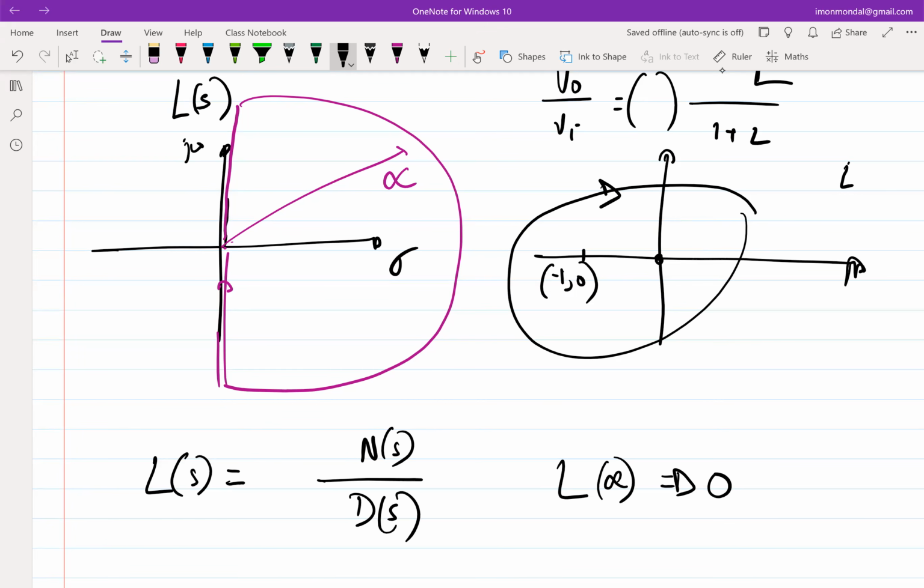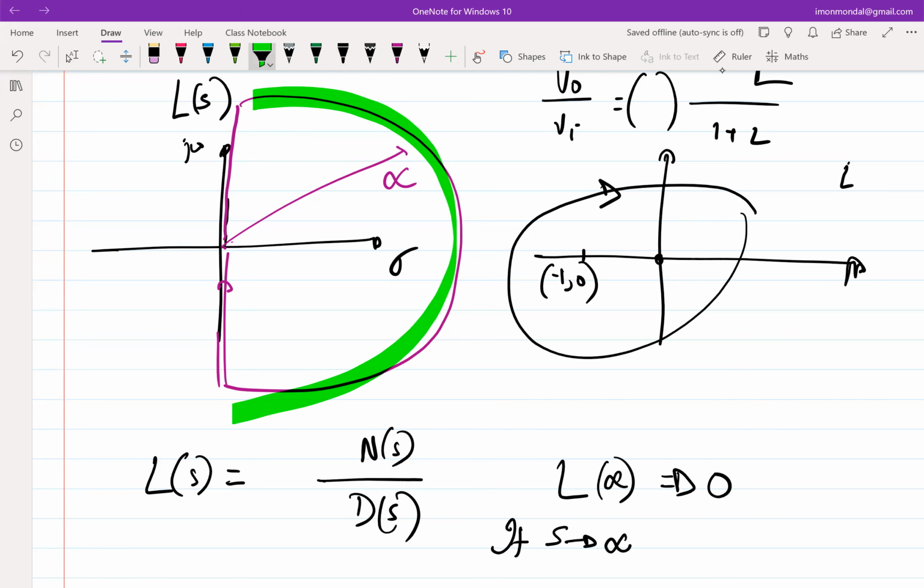So why again is this profound? This is profound because, if S tends to infinity, L of S goes to 0. Which essentially means that I don't have to bother about this part of the contour at all. Because in that semicircle, I know that my L of S will always be at the origin.